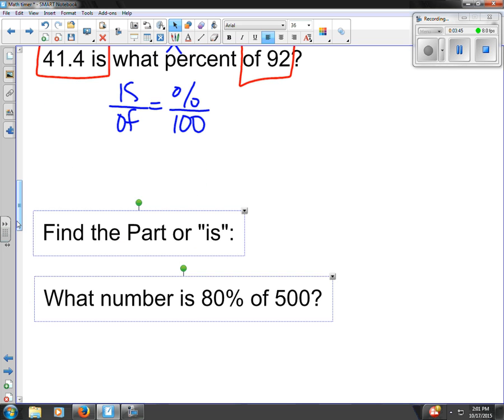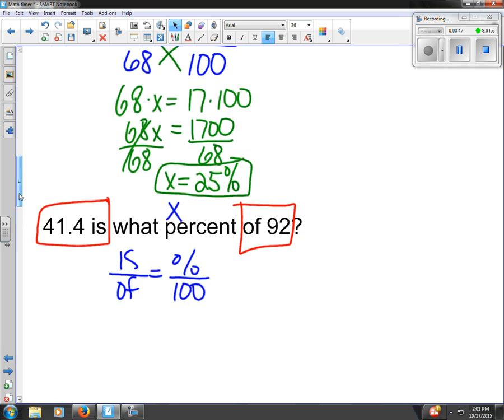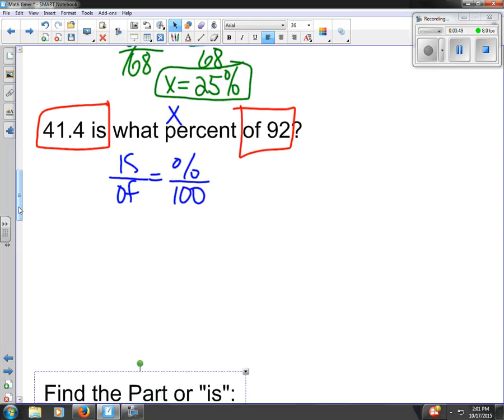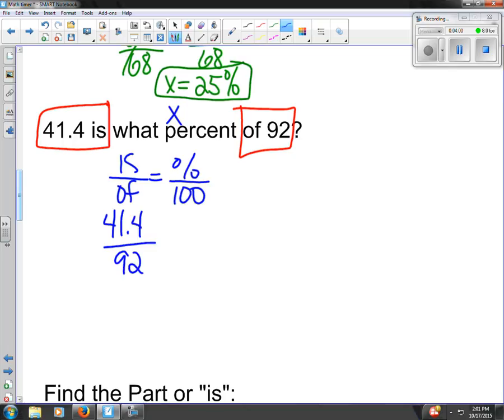Let me just move this stuff down a little bit out of our way. Okay? So is would be your 41.4. And the of is the 92 because it's the whole thing. Of means whole, that whole thing. And we're looking for the percent, so you write the x.